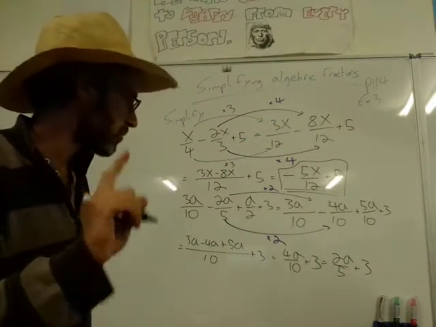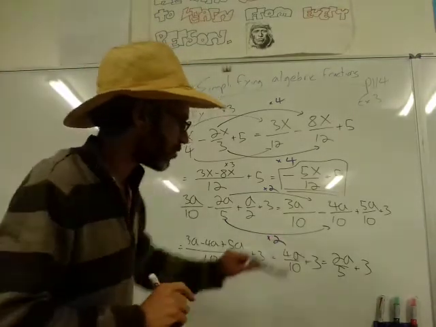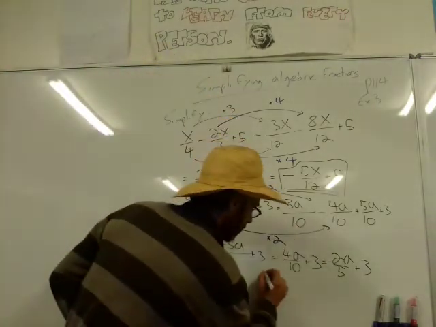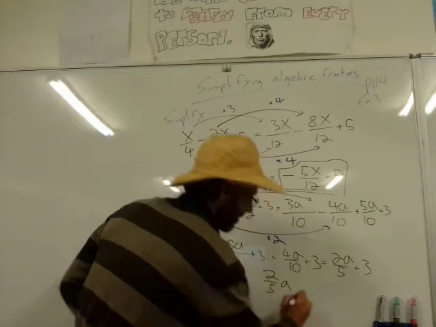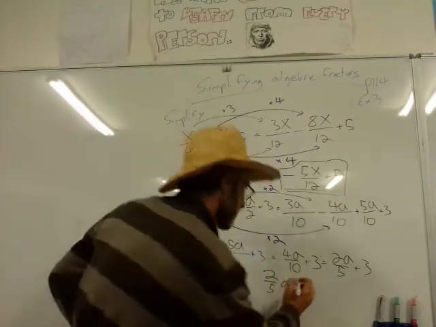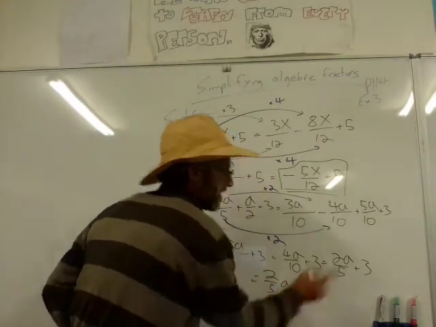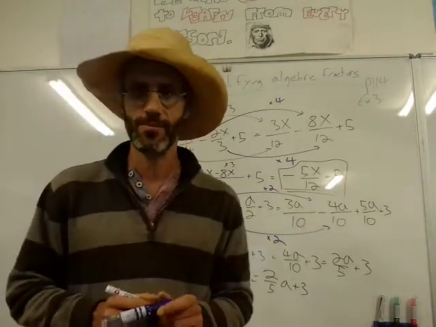Okay? Now, some of you probably will ask me, sir, do I need to write 2a over 5, or can I write 2/5 times a? Okay? It's the same thing. This and that is the same thing. Not a problem. You can write either.